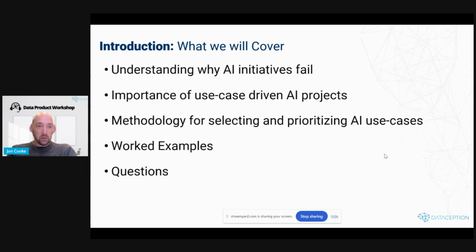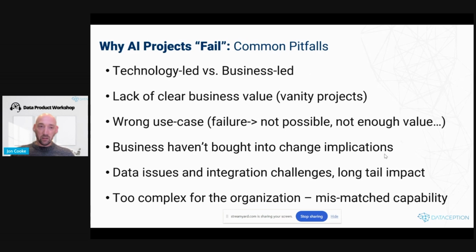For people who've seen our original videos, we'll be using the data product pyramid as the core of this. So you'll see some stuff you recognize, but hopefully it'll be interesting. So let's dive in. Why do AI projects fail?